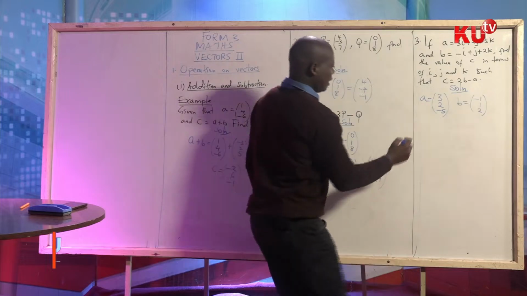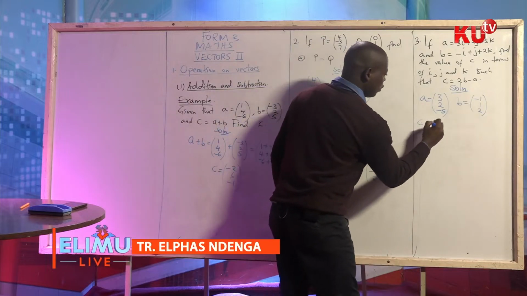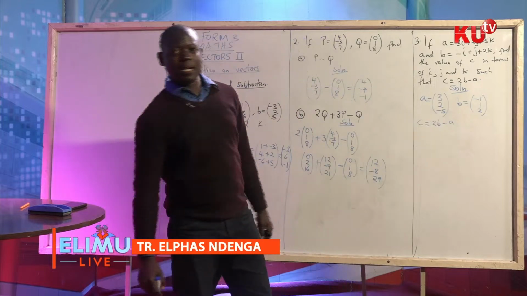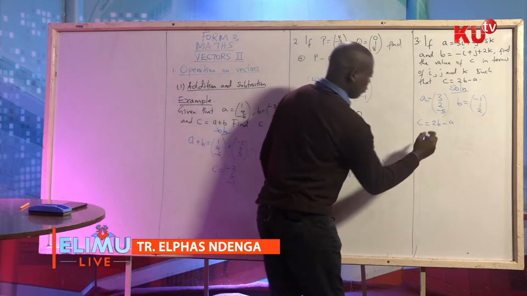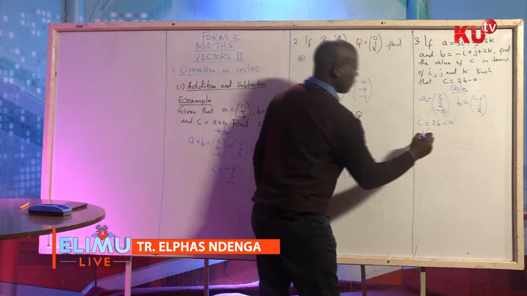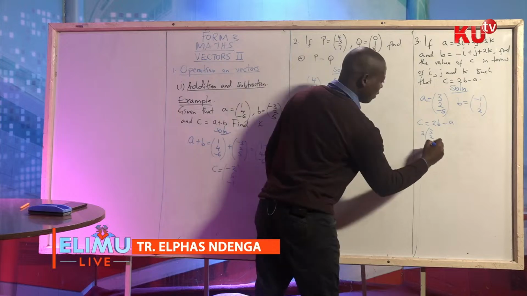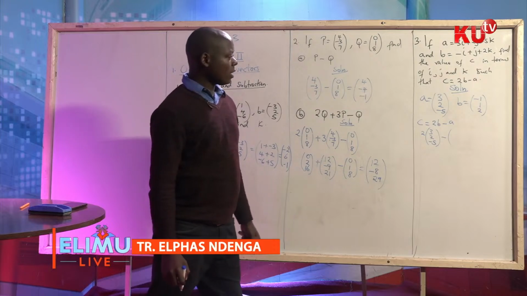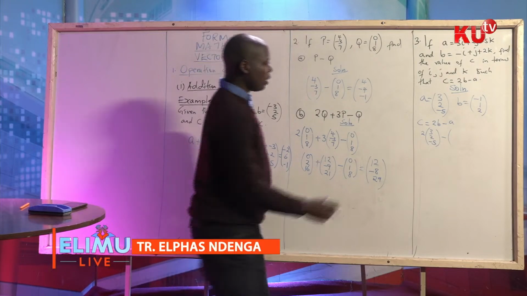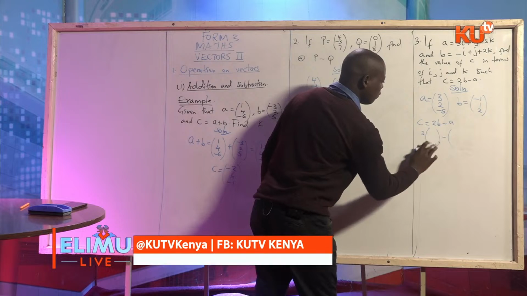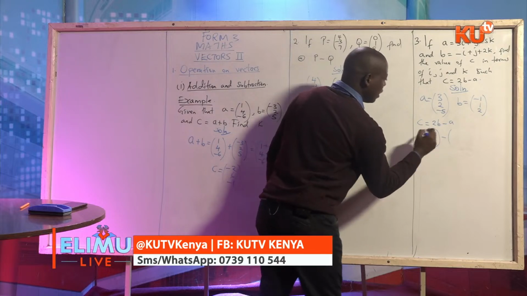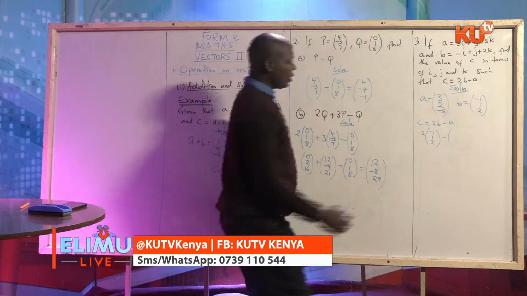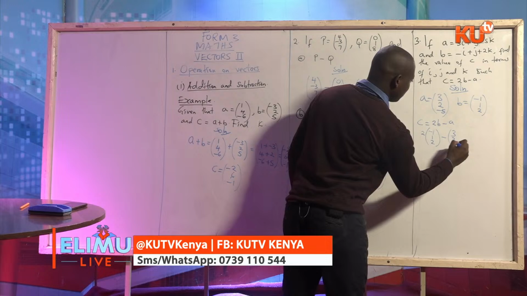So let's find our C. Our C is twice B less A. Twice B less A. What does it mean, students? It is twice, what is A? 3, 2, and -5 minus, what is A? Sorry, this is B. Twice B will be, B is -1, 1 and 2. Then we less A. A is 3, 2, and -5.